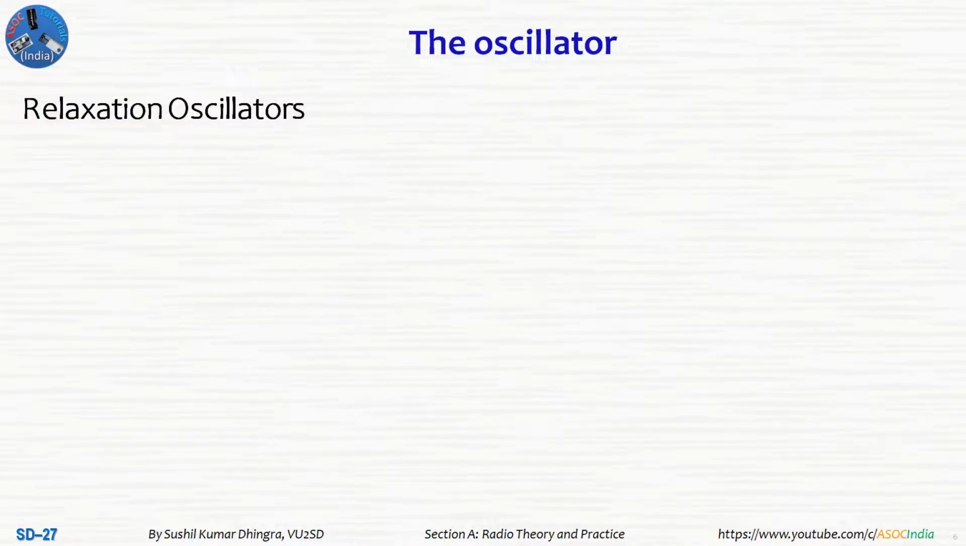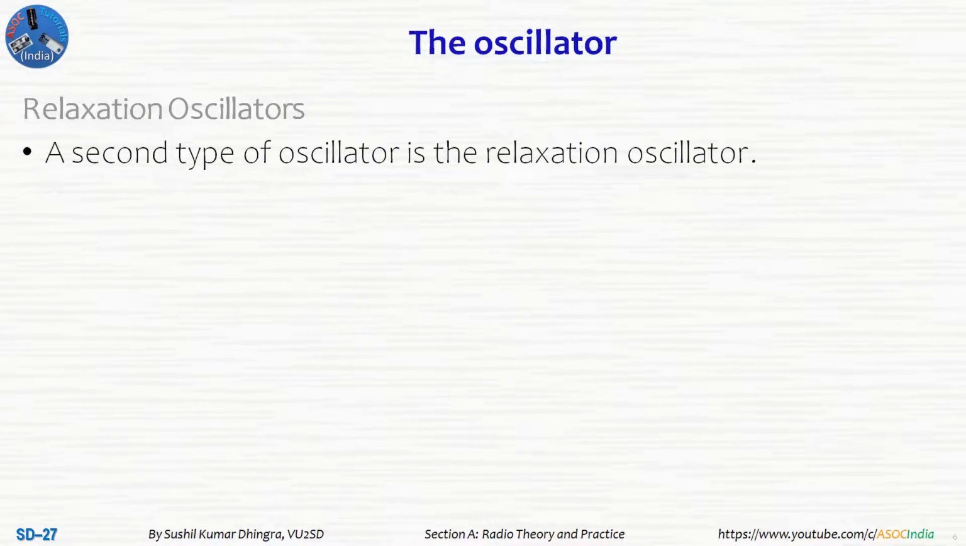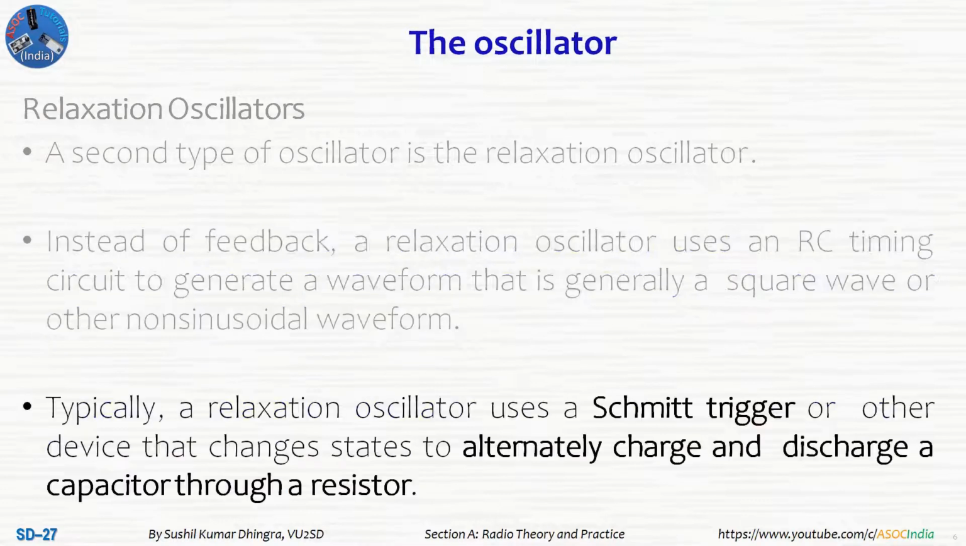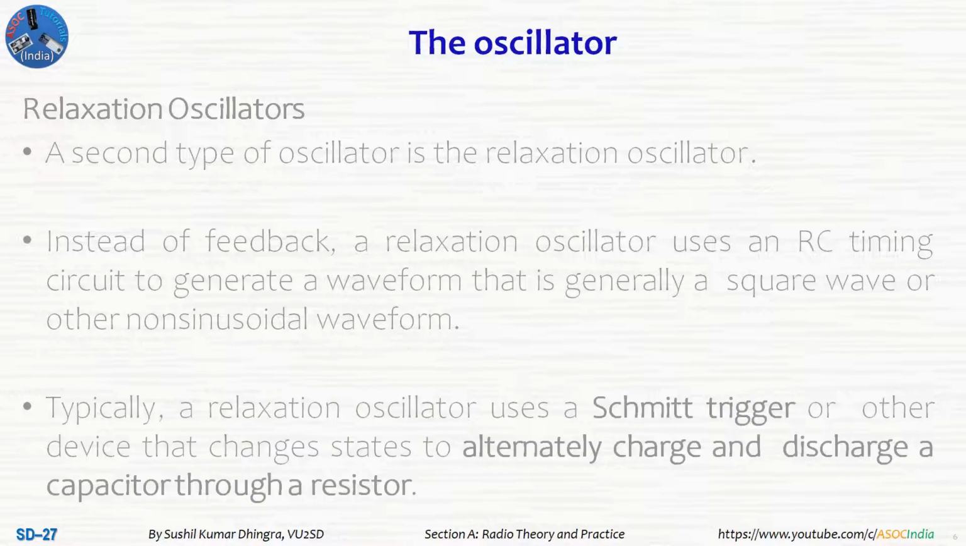Now coming to the relaxation oscillator, the second one. Instead of feedback, a relaxation oscillator uses R resistance and C capacitor timing circuits to generate a waveform that is generally a square wave or other non-sinusoidal waves. Typically, a relaxation oscillator uses a Schmitt trigger or other device that changes state, alternates or toggles, or creates a capacitor charge and discharge through a resistance, and the combination of the two decides the frequency.